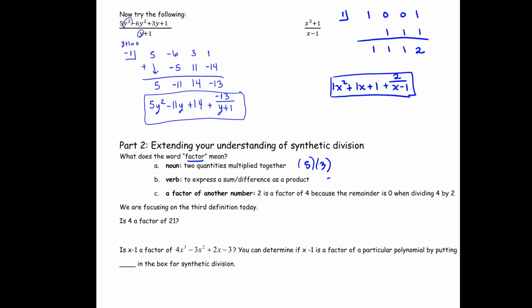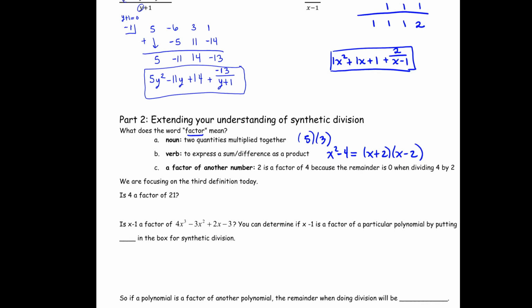So for example, it might look like x squared minus 4 factors down into the sum and difference as a product, x plus 2 times x minus 2. This is just an example. Or the last type of factoring that you were going to be looking at is if you're looking as a factor of another number. For example, 2 is a factor of 4 because the remainder is 0 when 4 is divided by 2. This is going to be the definition we're focusing on today, a factor of another number.